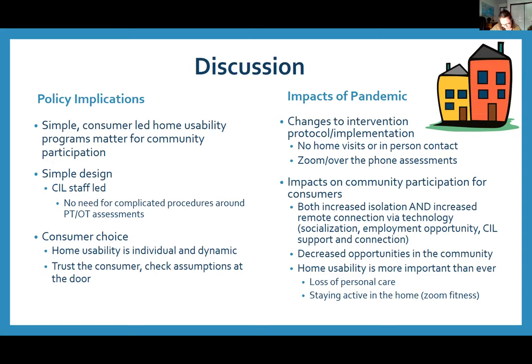And it doesn't necessarily need to include a lot of professionals or a lot of expensive assessments. This was a simple-design, CIL staff-led program focusing on consumer choice and listening to the person, and trusting that when you say you need something, that's probably what you need, and not questioning individuals about the needs they have for their home.